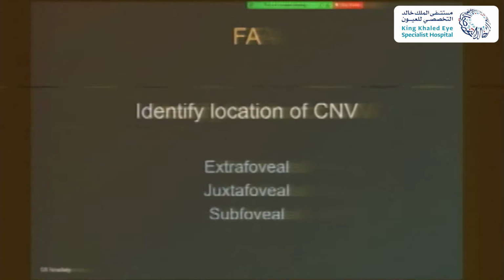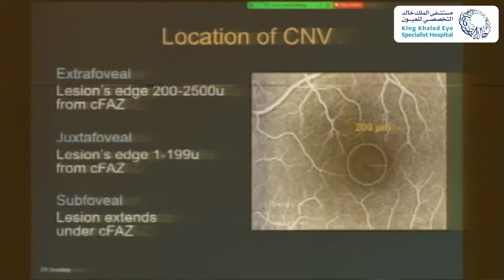Okay, so FA will identify the type of CNV, we said, but it also identifies the location. And what about location? You need to know these terms. I do not want to hear the term juxtafoveal or extrafoveal used haphazardly. You have to know the definition. So an extrafoveal lesion is a CNV in which the edge, not the center, the edge of the CNV is 2,000 microns or 200 microns from the center of the FAZ. If this is the center of the FAZ, then an extrafoveal, okay, an FAZ, how big is the FAZ diameter? Sorry, say higher, please.